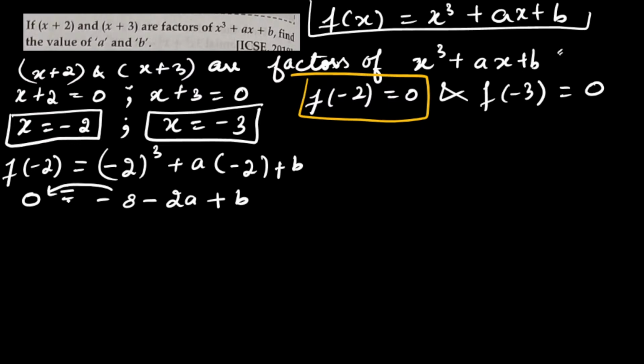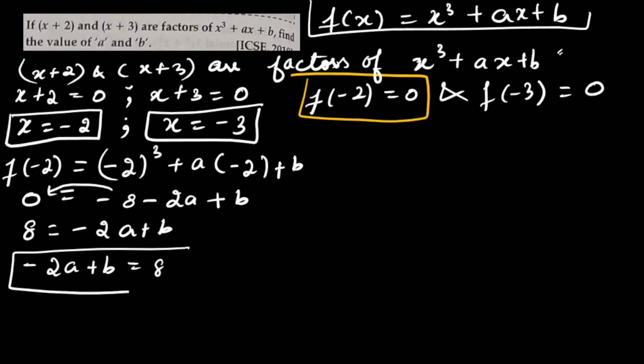Now 8, let's shift to the other side. When 8 I am shifting to the other side, it is -8. When we shift it to the other side, it will become +8. So this side I am left with -2a plus b. So I can also write it as -2a plus b is equals to 8. So here we have got the first equation. Because two unknown variables are there. Whenever you get questions like this where two unknown variables are there. So here you can see I have to find the value of a and b.